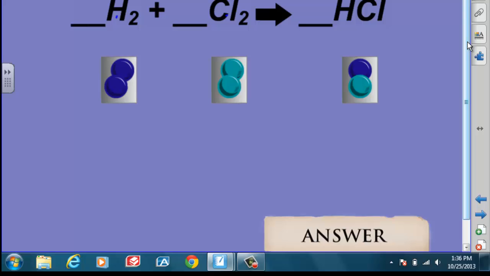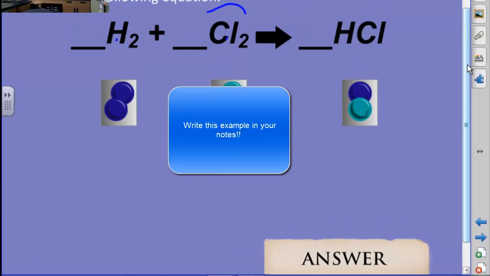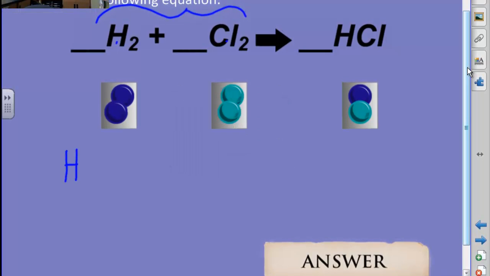So on the reactant side, this is our reactant side. Let's count the atoms here. So we have, our symbol for hydrogen is right there. And these blue dots are going to represent our hydrogen. And so right now we have 2 hydrogen atoms on the reactant side. Next we come to chlorine. So chlorine, symbol Cl, and we have 2 atoms of chlorine.